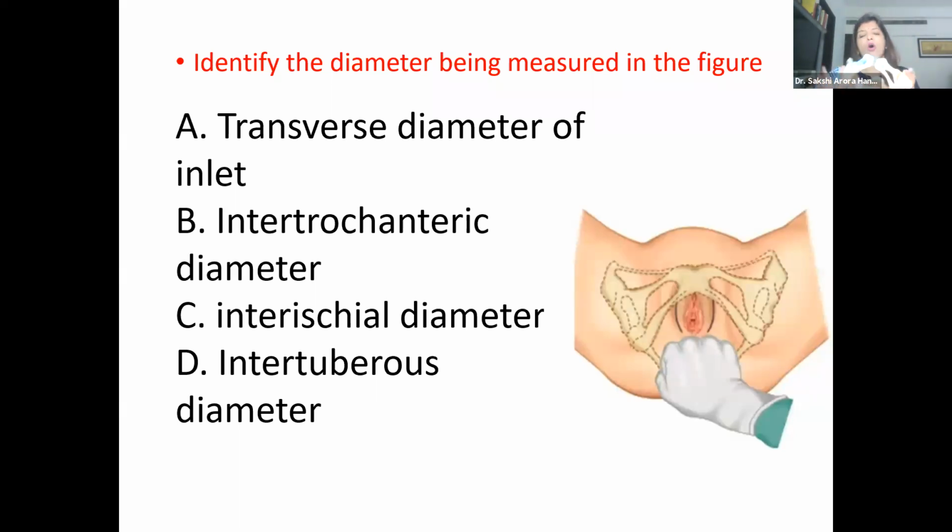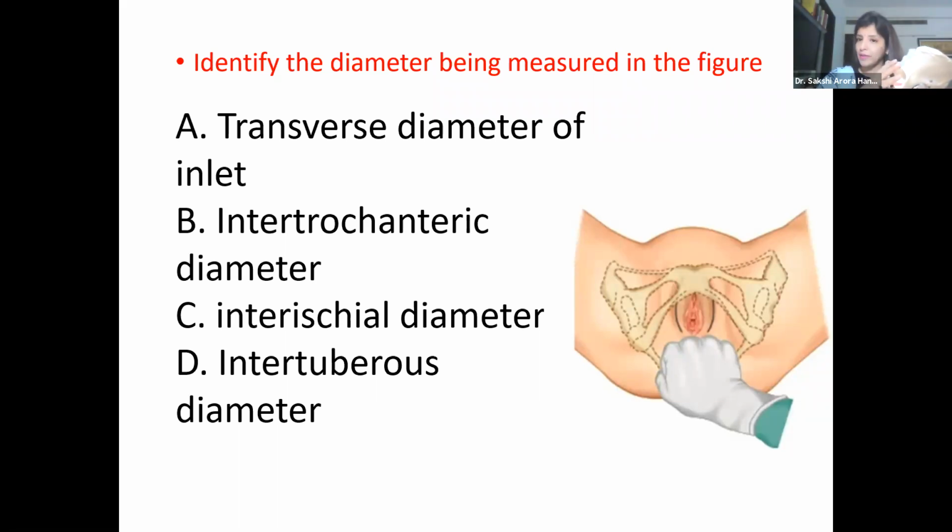See, always remember, inlet lies at the level of pelvic brim, right? The mid cavity, or the mid pelvis, lies at the level of ischial spine, right? And outlet lies at the level of ischial tuberosity, right? So your inlet is at the level of brim, then mid pelvis or cavity is at the level of ischial spine, and outlet is at the level of the ischial tuberosity, right?